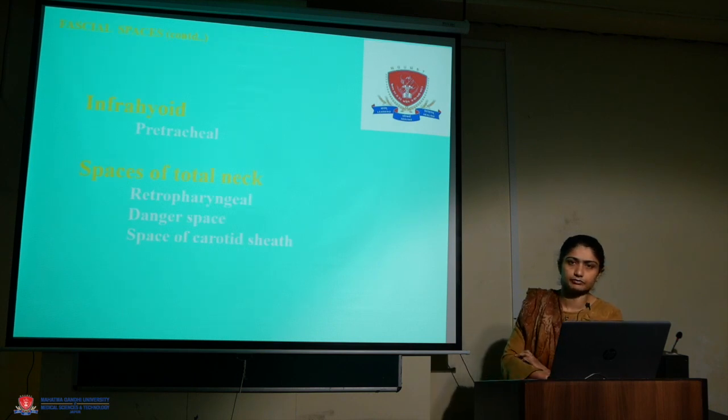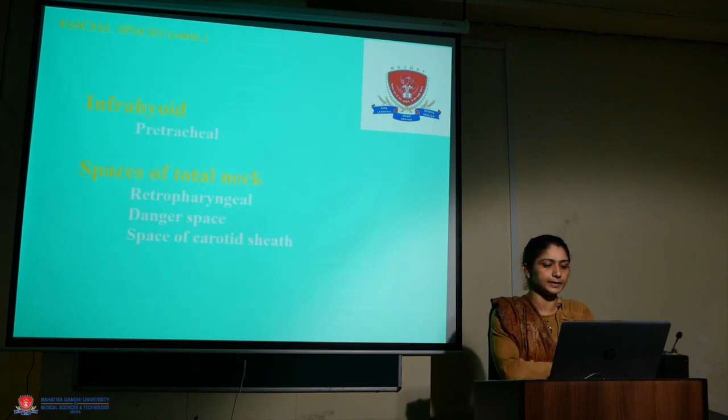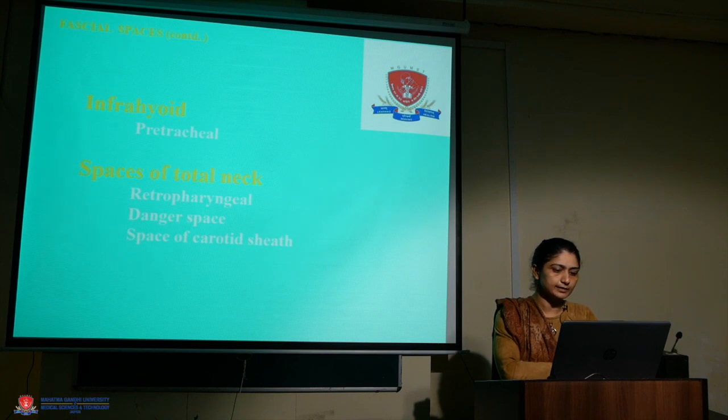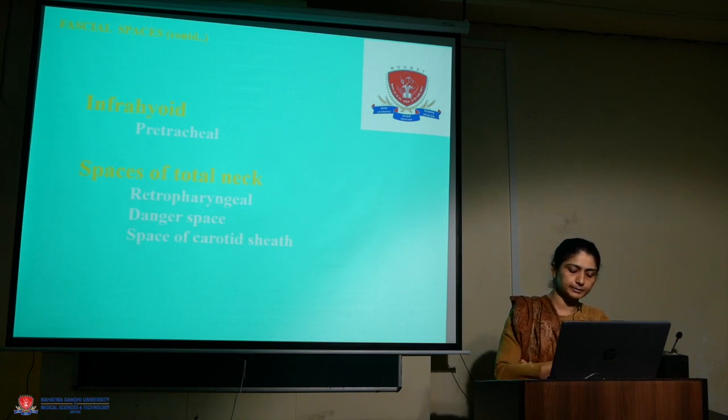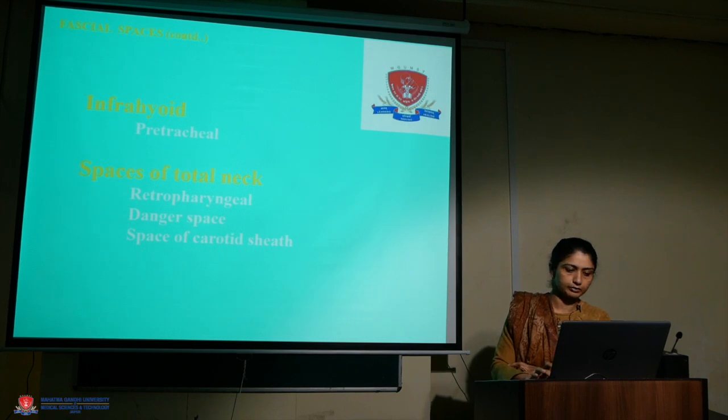Then we come to the infrahyoid spaces, that are the spaces below the hyoid bone, basically the pretracheal spaces. Then the spaces that involve the total length of the neck, they are the retropharyngeal spaces, the danger space of the neck, and the spaces around the carotid sheath.